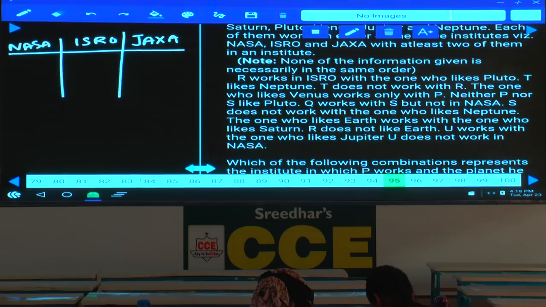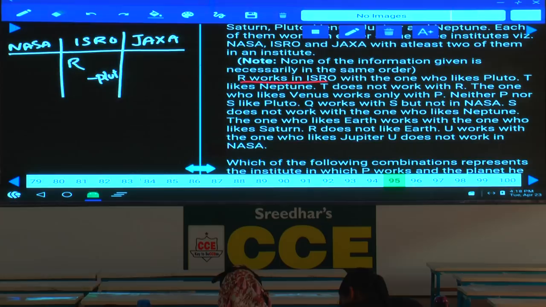Information, definite information clearly given: R works in ISRO with the one who likes Pluto. With the one who likes Pluto means R does not like Pluto. Are you following this or not? Here he is talking about two different persons. Who are those two? R is one and the one who likes Pluto is the other. There are two different persons.